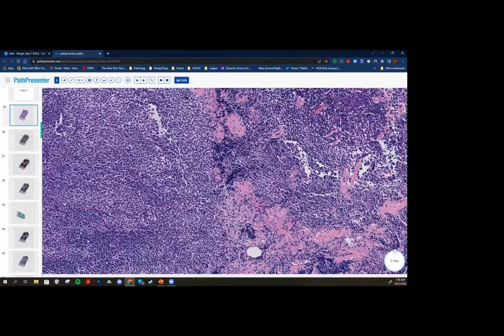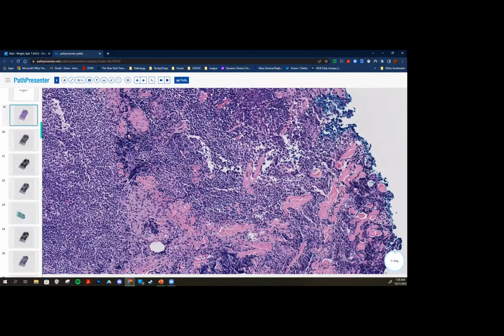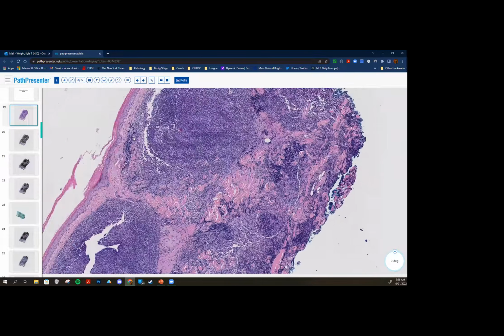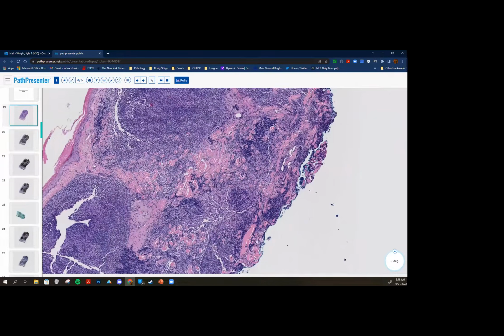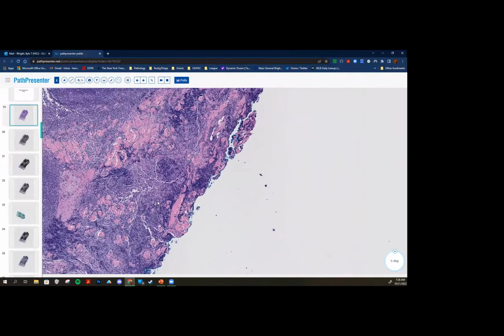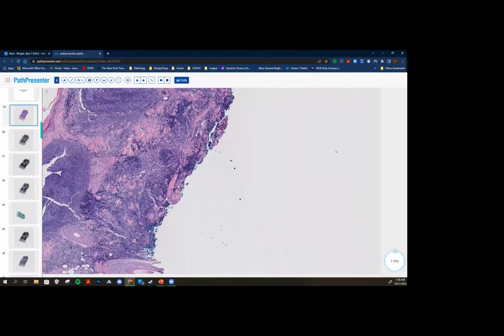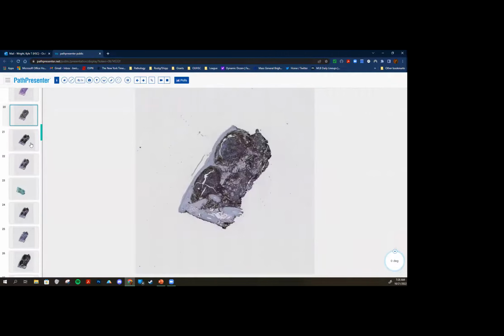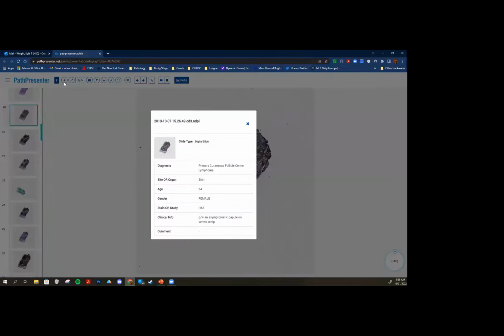And you can see that this lesion, if anything, grows deep. So it comes in where the vessels are in the superficial dermis, but instead of growing upwards, it grows downwards into the deep dermis. And if there was subcutaneous tissue here, it very well could have tracked down into the subcutaneous tissue. Okay, so this is a CD3.